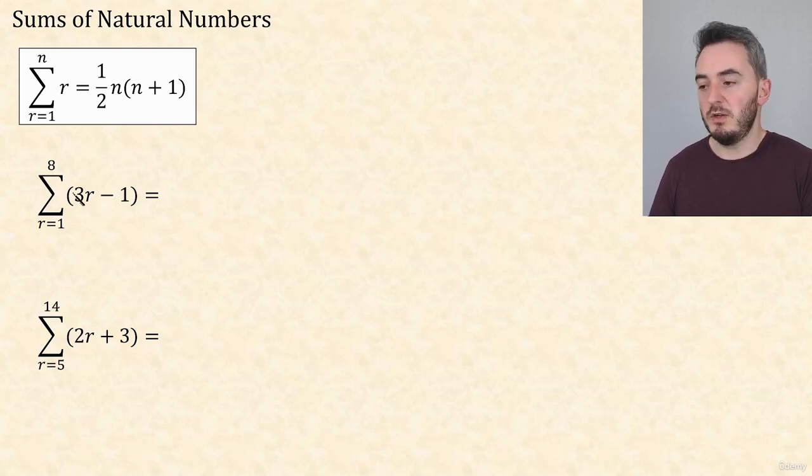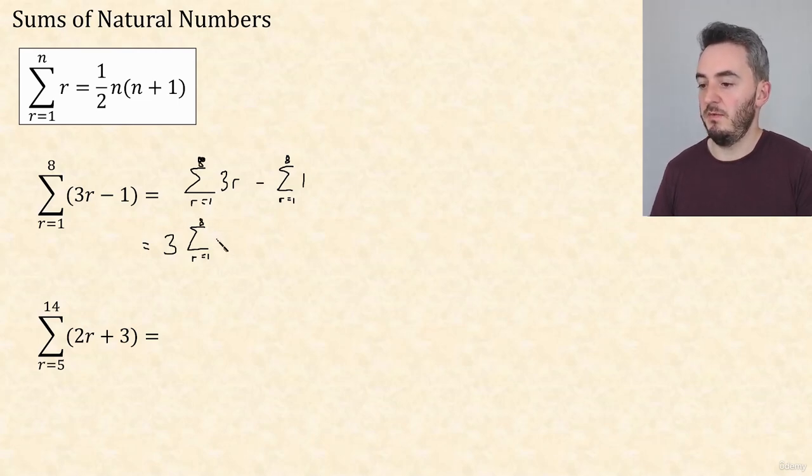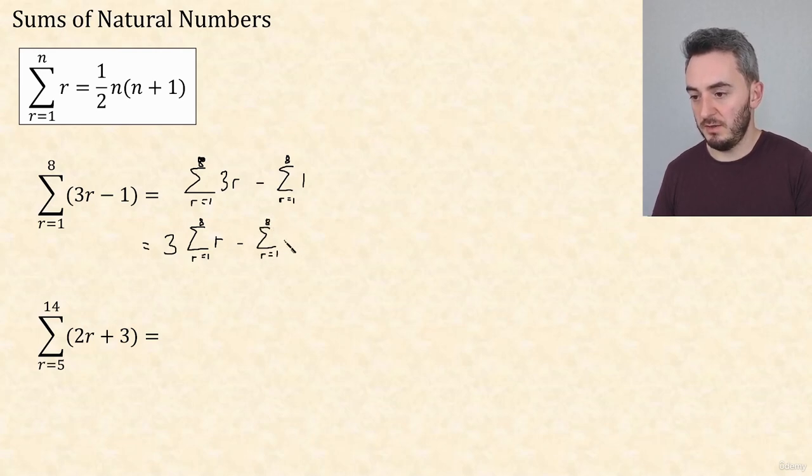Generally, the best technique to use here is to split these up. Here's what I mean. You can split this up into the sum from r equals 1 to 8 of 3r minus the sum from r equals 1 to 8 of 1. You can even split further and pull that 3 out, giving you 3 times the sum from r equals 1 to 8 of r minus the sum from r equals 1 to 8 of 1. I seem to have written infinity here.